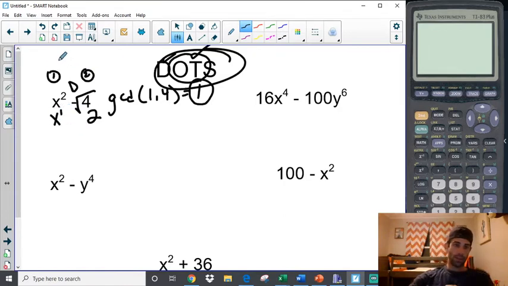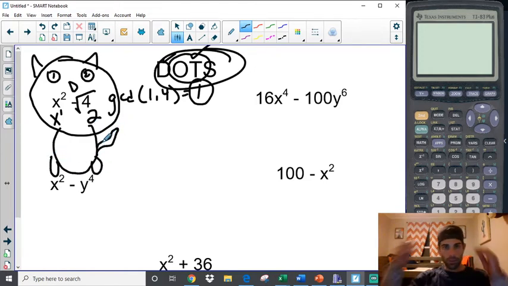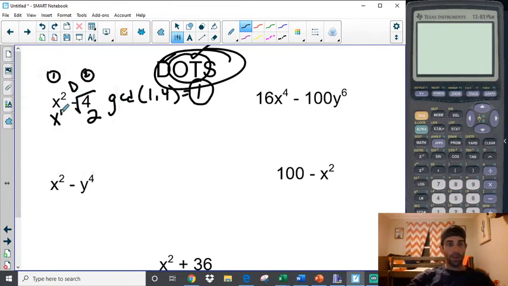Okay? This looks like, I don't know, like a math cat. See, I just saw it, and I just had to show you the world of math cat superhero. That's his symbol. Anyway, I digress.